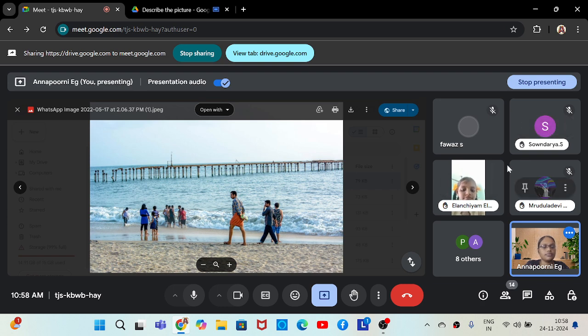Yes. Tell about this picture. What is this picture? Which place is this? This is a sea. Okay. This is a beach. Okay. What do you see in this picture? What can you see?